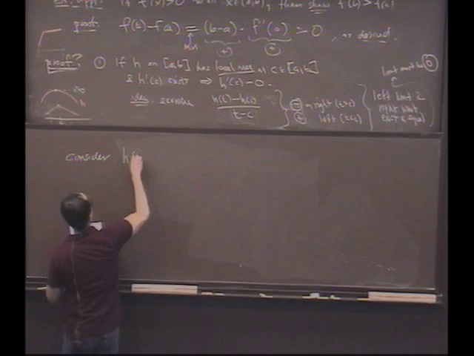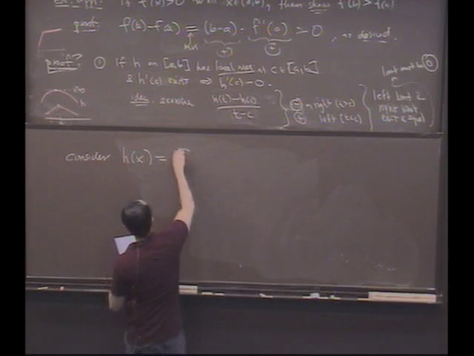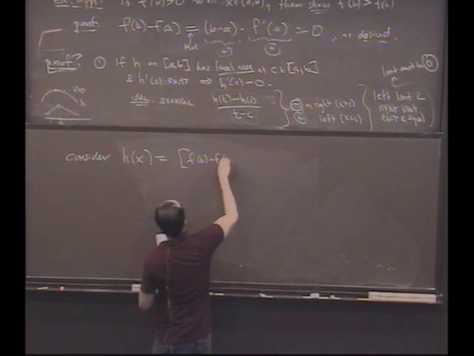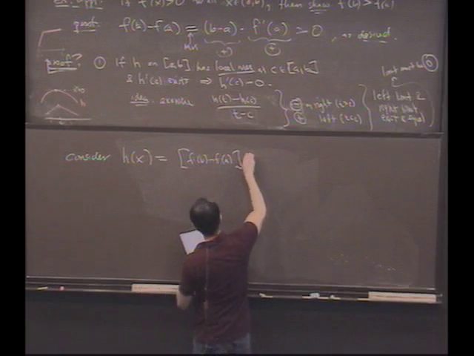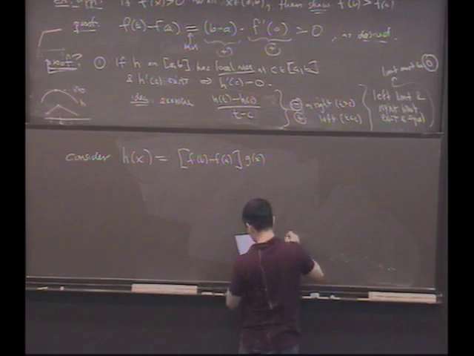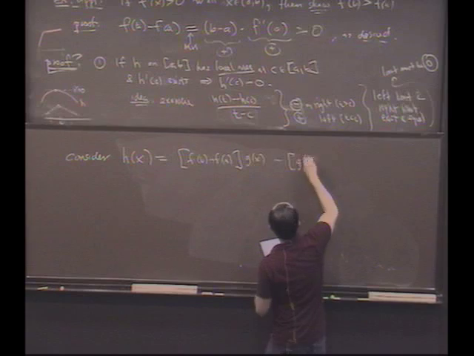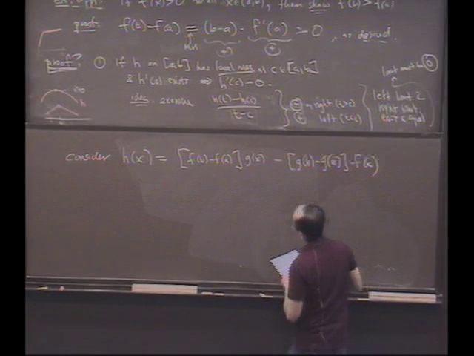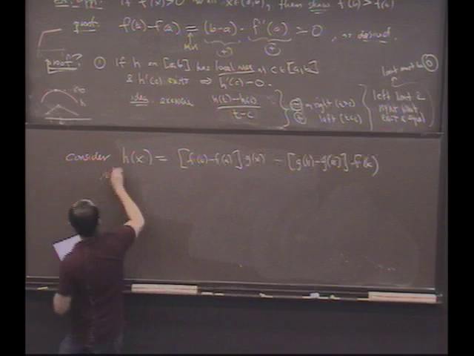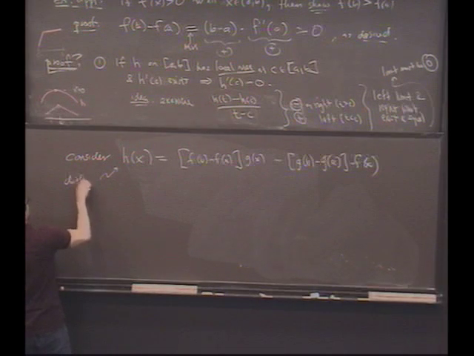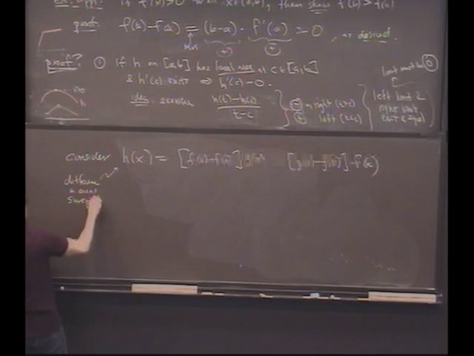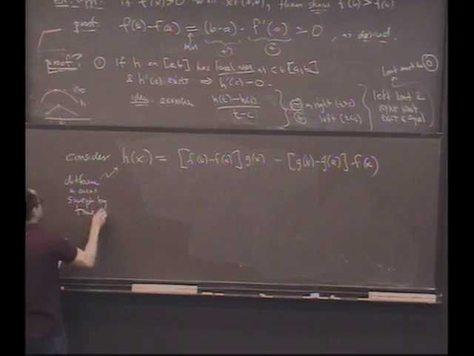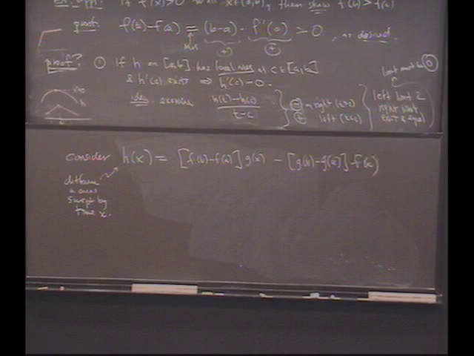Consider h of x, which will be f of b minus f of a times g of x, minus g of b minus g of a times f of x. And this is, if you like, the difference in the areas swept by time x. That's the function to look at, isn't it?